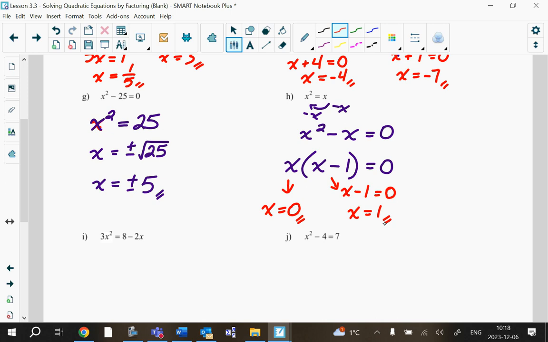And that makes sense because 0 squared is equal to 0. 1 squared is equal to 1. Both of those work.